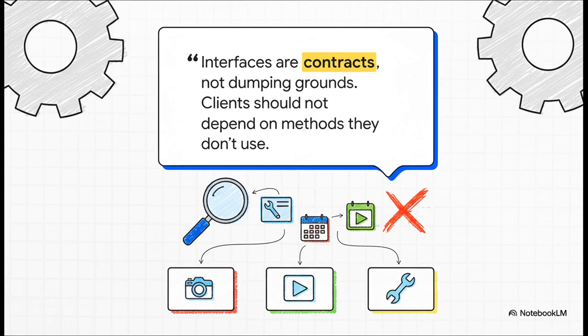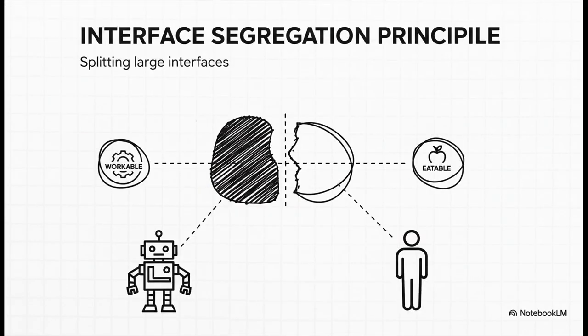And this quote says it all. Interfaces are contracts, not just a random bucket for methods. When you create one massive, fat interface, you force every class that uses it to know about a bunch of methods it will never, ever need. It creates this unnecessary coupling that makes your code fragile. A change to one method you don't even use can force you to recompile and retest your class. It's crazy. The solution is wonderfully simple.